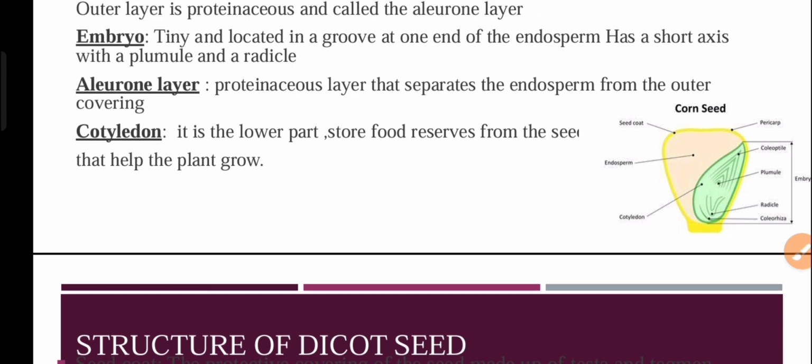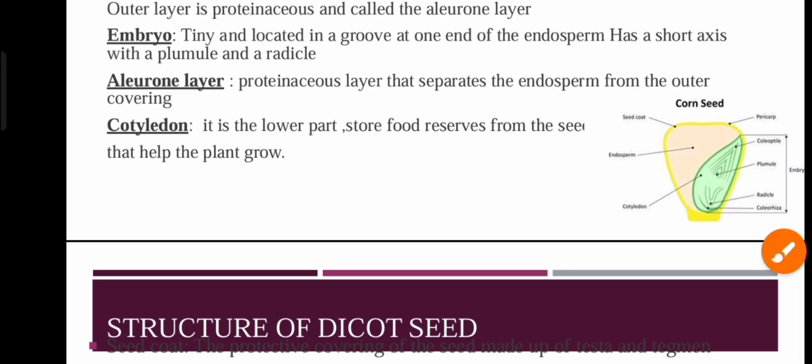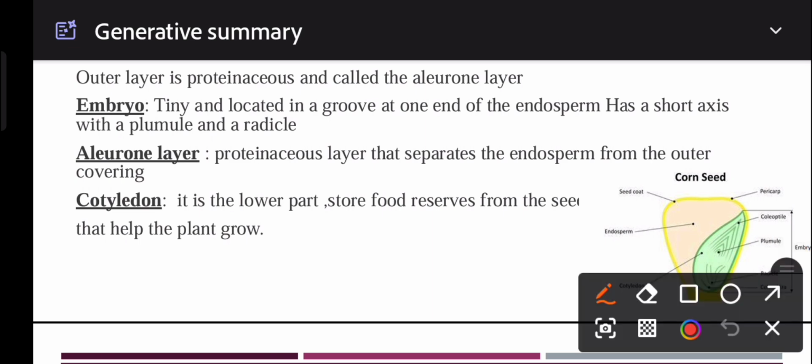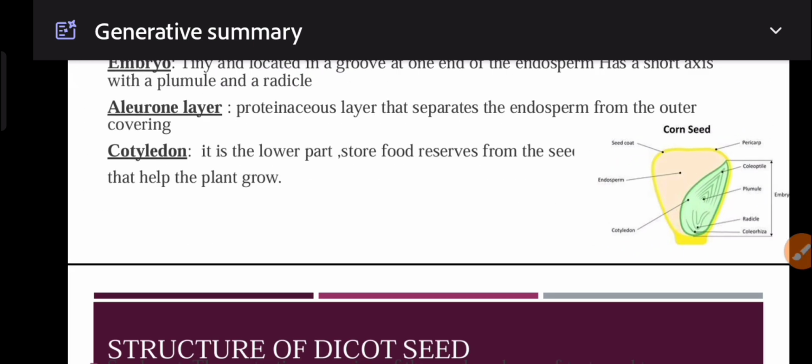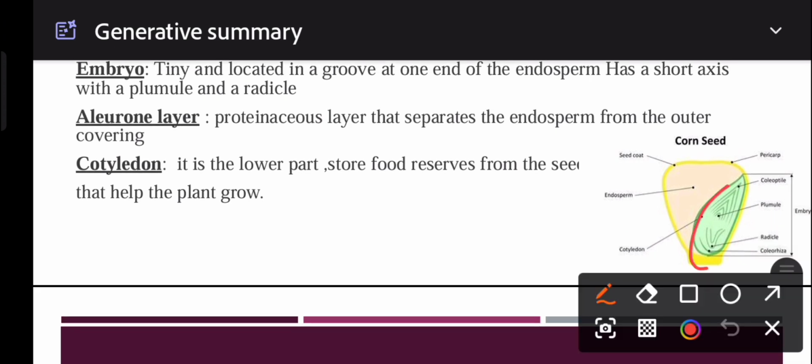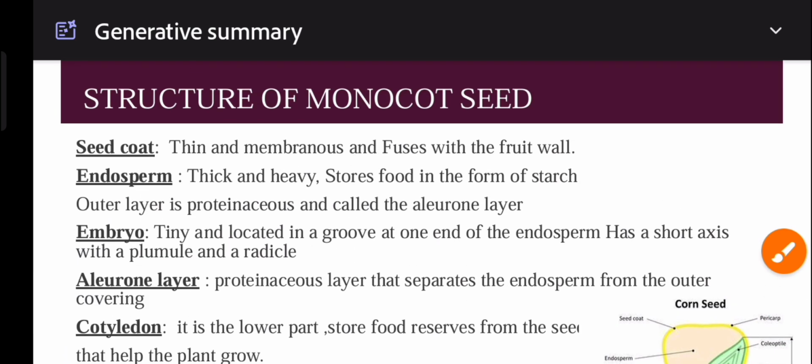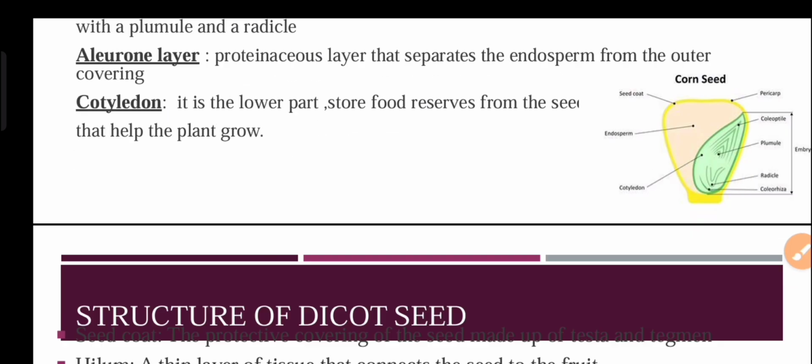This is all about the structure of the monocot seed. The first one is the seed coat, the second is the endosperm, and the third is the embryo. This is the embryo part, and then the aleurone layer, and then the cotyledon. The cotyledon is the lower part. It stores food reserves from the seed, and it helps the plant grow. Understand, this is about the structure of the monocot seed.